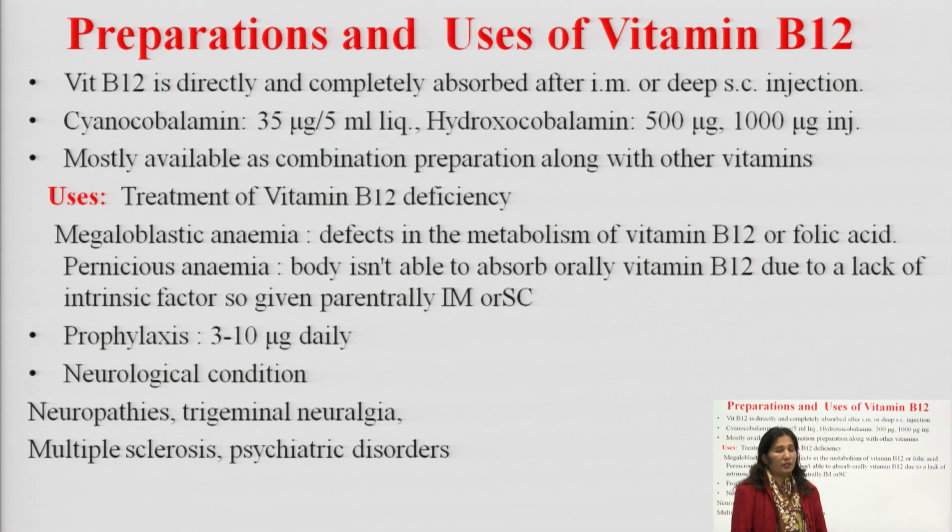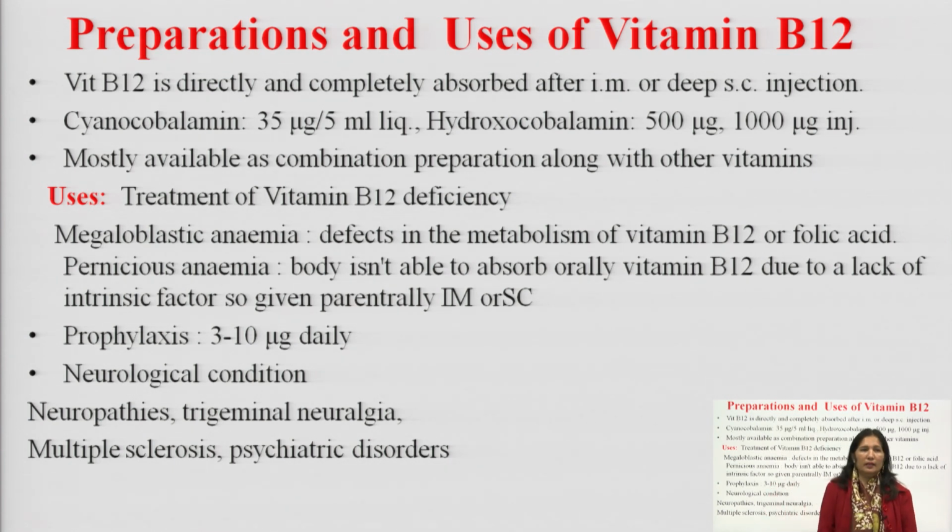So, what are the preparations and uses of vitamin B12? Vitamin B12 is directly and completely absorbed after intramuscular or deep subcutaneous injection. Cyanocobalamin and hydroxycobalamin are given in this dose. Mostly it is available as a combination preparation along with other vitamins.